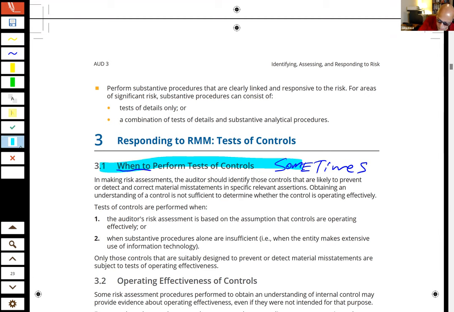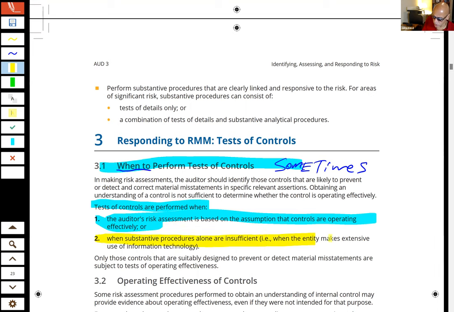So tests of controls are performed when the auditor's risk assessment is based on the assumption the controls are operating effectively. You've assessed the risk of material misstatement less than the maximum. That means you think the controls are operating effectively. You're going to test them unless you're doing a purely substantive approach because it's more efficient, but that's highly unlikely. And number two, when substantive procedures alone are not sufficient. And now they're telling us that's the issue with the information technology that we saw on the previous page.